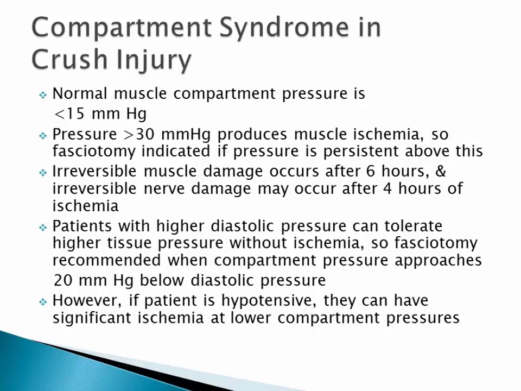Now, compartment syndrome. Normal muscle compartment pressures are less than 15 millimeters of mercury. Pressures greater than 30 millimeters of mercury produce muscle ischemia, so fasciotomy is indicated if pressure is persistently above this. Irreversible muscle damage occurs after about 6 hours of pressures over 30, and nerve damage may occur after 4 hours of ischemia. Patients with a higher diastolic pressure can tolerate higher tissue pressures without ischemia, so fasciotomy is recommended when compartment pressure approaches 20 millimeters less than the diastolic pressure. However, if patients are hypotensive, they can have significant ischemia at lower compartment pressures.